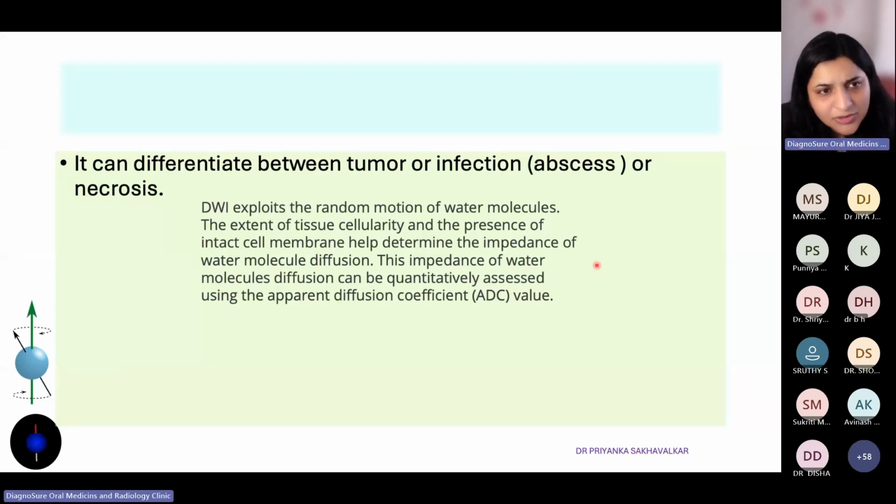So it can also differentiate between tumor, infection, or necrosis, depending upon the ADC, that is, the movement of water molecules within the tissue.